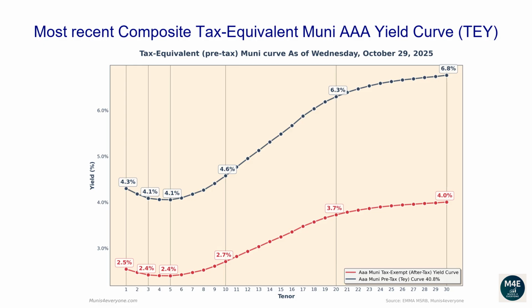The two-year tax-equivalent yield is 4.18%. The 5-year tax-equivalent yield is 4.06%. The 10-year tax-equivalent yield is 4.58%. The 20-year tax-equivalent yield is 6.3%. The 30-year tax-equivalent yield is 6.76%.